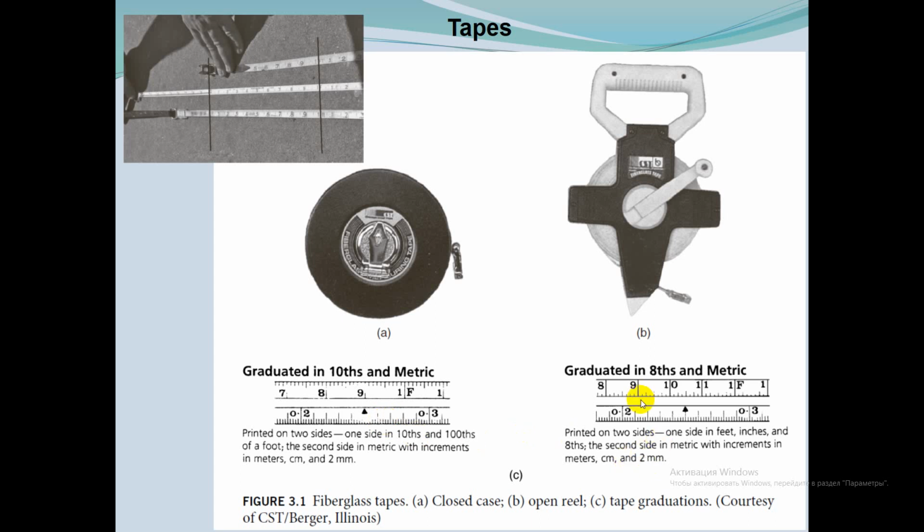There is another variant of graduation. Many tapes are now manufactured with foot units on one side and metric units on the reverse side. So understand, this is the location of 0. So you can find a distance by this tape.